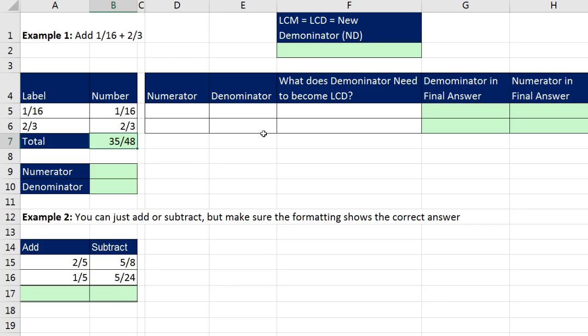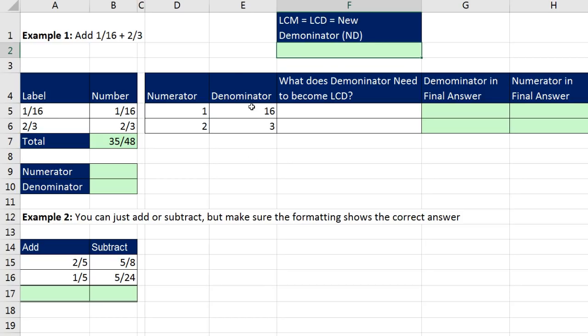But if not, we can actually over in Excel use the LCM function, least common multiplier. It'll figure out the LCD automatically. Now I'm going to list the numerator 1 and the numerator for the second one 2, and then the denominator 16, enter, 3, enter. Now let's come up here.